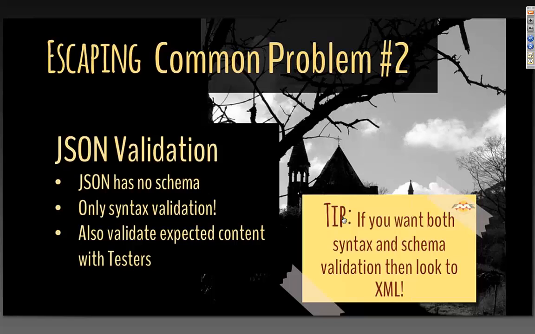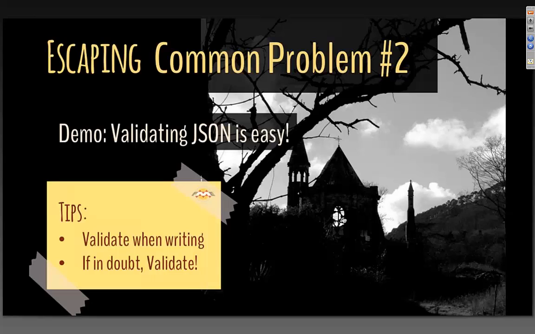So if you want to produce data and you really want to enforce syntax and schema, then JSON isn't for you. You probably should look at XML. Okay, so a couple of tips when you're writing: validate always. And if you're having trouble with some JSON data, validate too. Just because somebody tells you it's JSON data or XML data doesn't mean it necessarily is. We get lots of bad data sets that are being produced by other people.